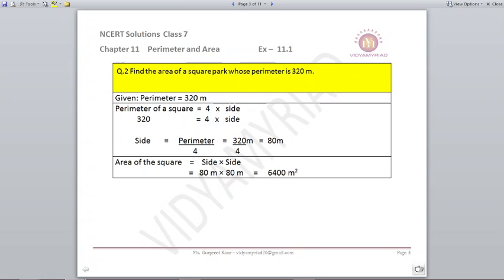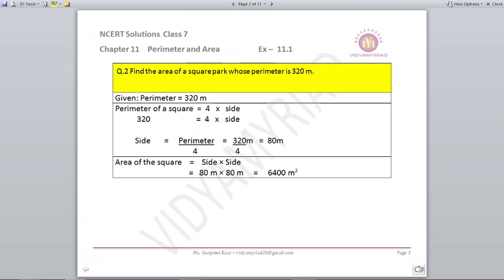Question number 2. Find the area of a square park whose perimeter is 320 meters. Now we are just given the perimeter of a square, that is 320 meters. So the formula for perimeter of square is 4 multiplied by side. We know the perimeter 320, so 4 multiplied by side. So for finding out the side, it will be 320 divided by 4, which comes out to be 80 meters.